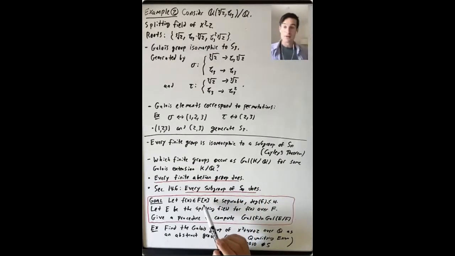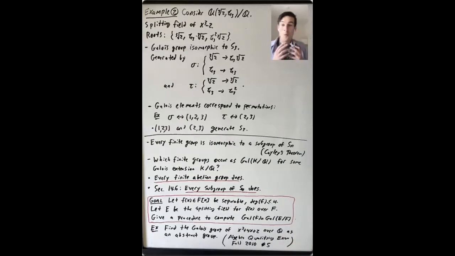And a big goal for this lecture and the next one is we're going to take a polynomial f(x) in F[x] that we want to be separable, and we want the degree to be at most 4. For various technical reasons that will make it easier to work out what's going on, we'll assume for most of the time that the characteristic of F is not 2 or 3. So we're going to let E be the splitting field for f(x) over F. And what we want to do is give a procedure to compute the Galois group of this polynomial f, which is the Galois group of E over F.